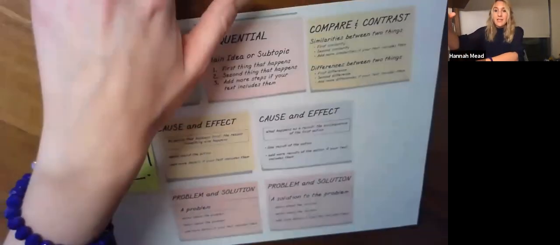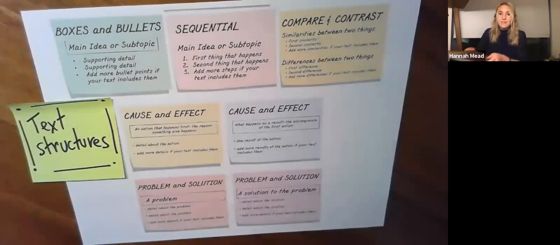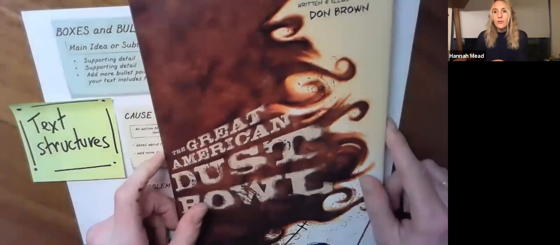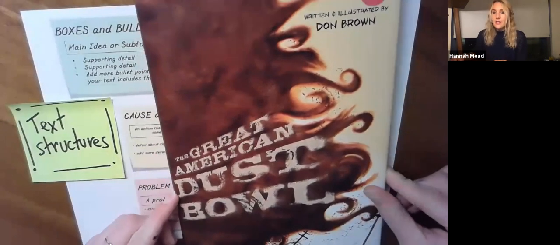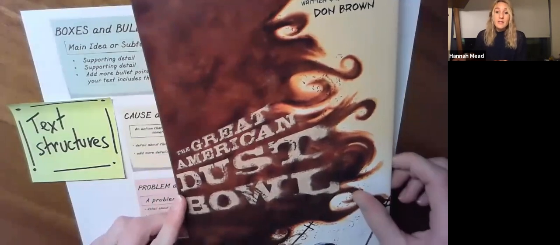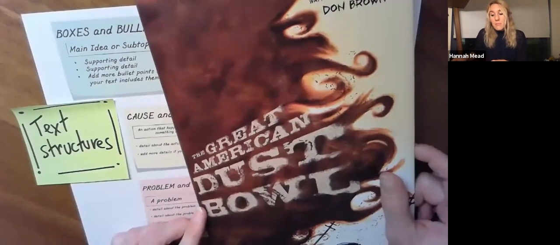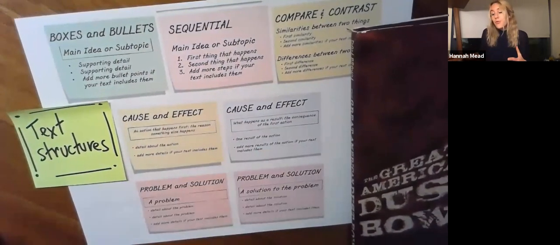So we're going to be using this chart, thinking about text structures that we've seen before in nonfiction texts, to dissect a little bit of this beautiful nonfiction text. This is called The Great American Dust Bowl, and it's written and illustrated by Don Brown. This is a high-level nonfiction text, and that means that this author might be using not just more than one of these across the text, but more than one of these per section. So we need to be looking very closely. Are you ready? Let's try it.